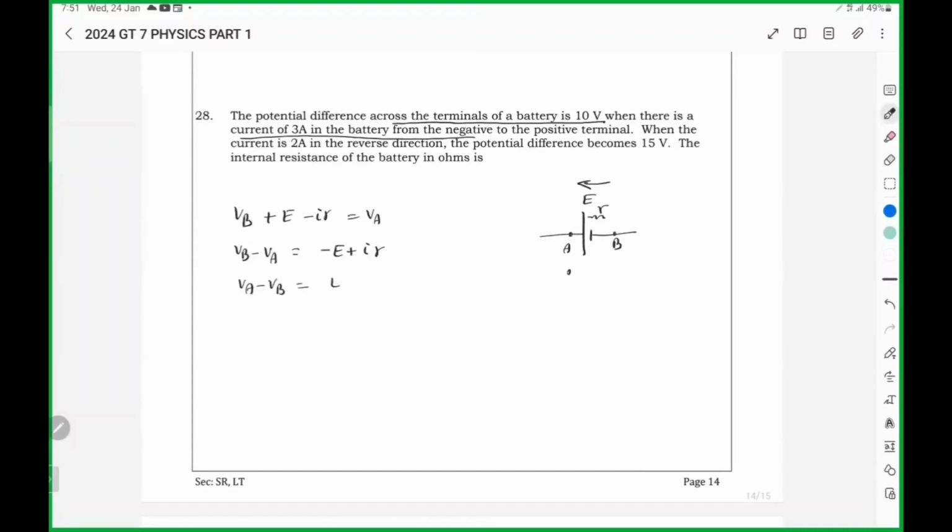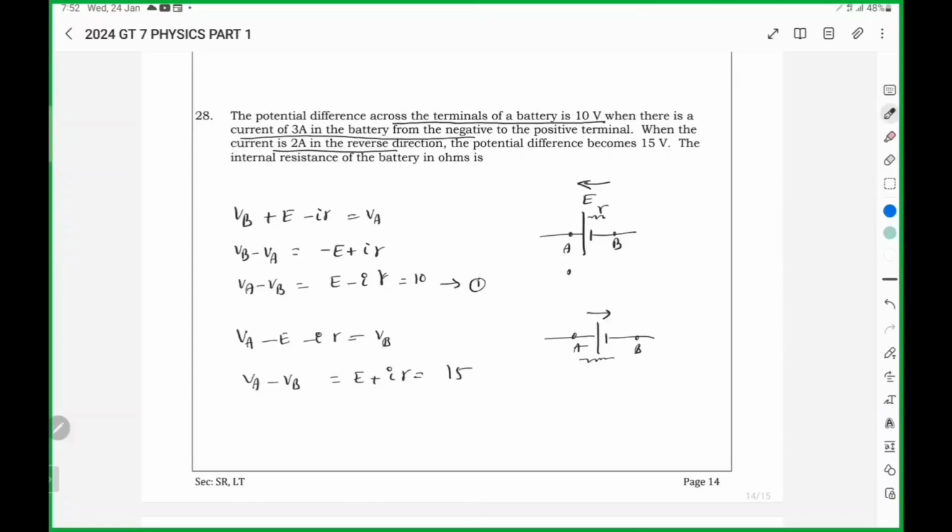So the potential difference, he has given it as 10 volts. When the current is 2 amperes in the reverse direction, here A, here B. So VA, positive to negative, minus E, resistance independent of the direction, so the potential difference will be E plus IR, which he has given as 15.